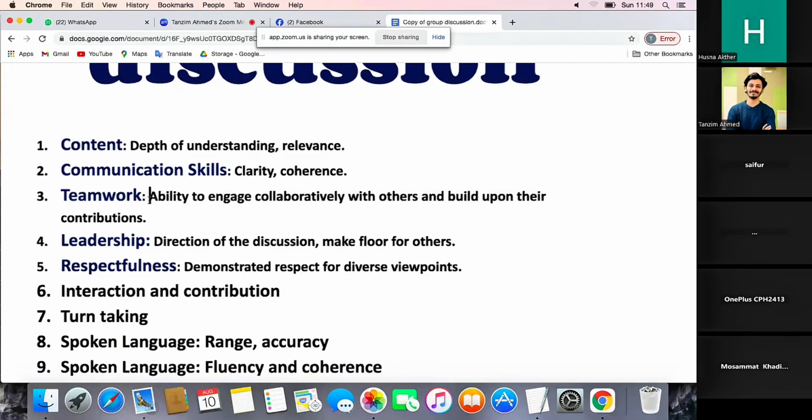For example, I understand where you are coming from, but I respectfully disagree with you because I faced something different. Let me show you what I faced. So you're showing respect to the teamwork, to the team people, right?